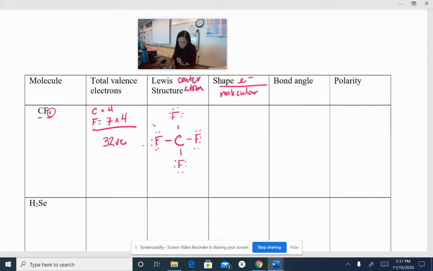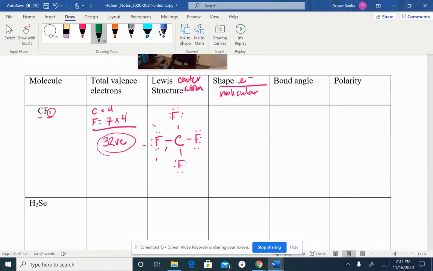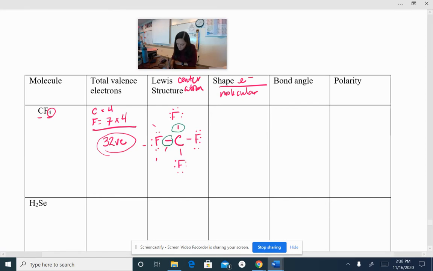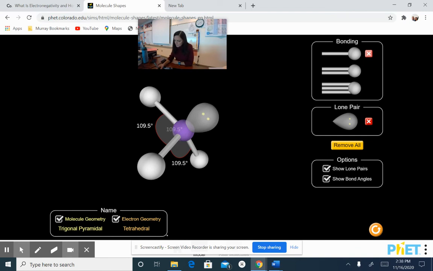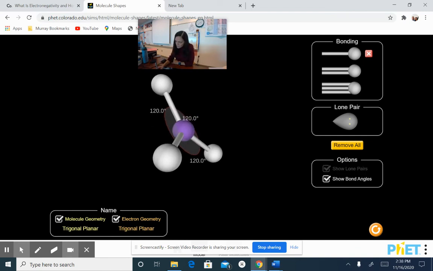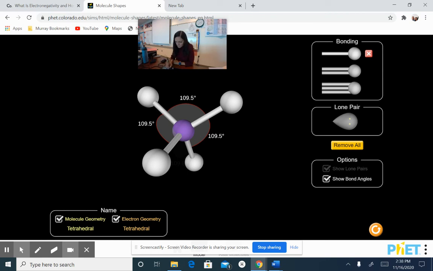Okay, so fluorine's octets are satisfied, carbon's octet is satisfied. I've used 2, 4, 6, 8 electrons on each of those fluorines. 8 times 4 is 32. Carbon satisfied, so I have used my 32 valence electrons. Okay, so now it's time to look at this with the PhET. I have used 4 single bonds. There is no area around that center atom that is a lone pair or a double bond. So I'm going to go back to this PhET. I'm going to take off that double bond, and I want to put on another single bond.